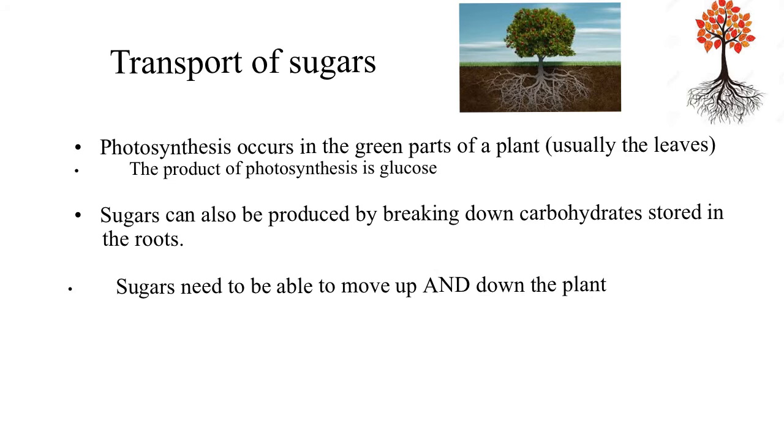So that's one way that plants will get sugar. But plants can also store sugar, usually in their roots. And so sugars can be produced by breaking down long carbohydrates into smaller sugars, which means sometimes we have sugars being produced in the roots, and sometimes we have sugars being produced in the leaves, which means sugars need to be able to move up and down the plant. And this is very different from water, which only needs to move up.